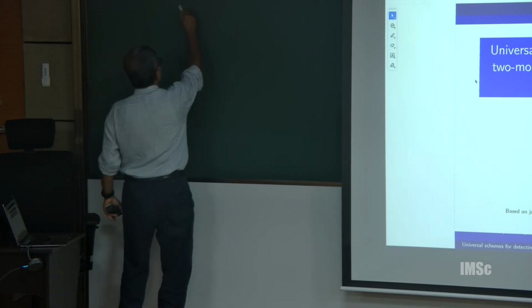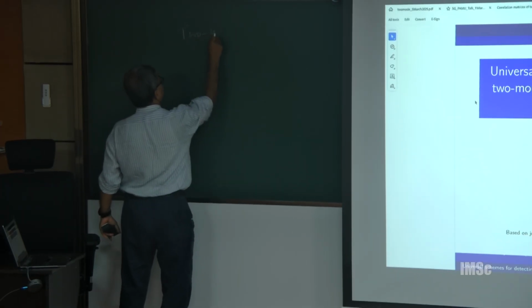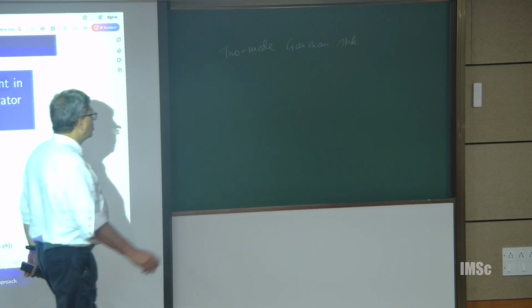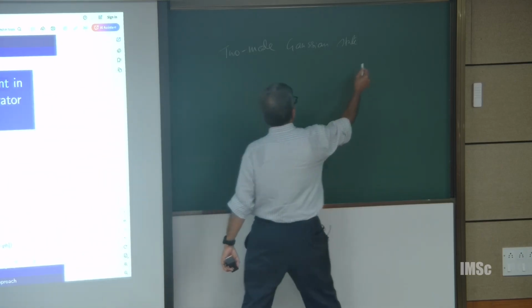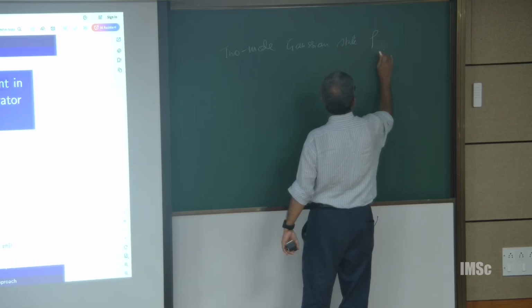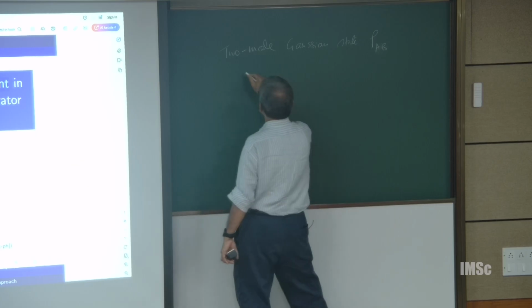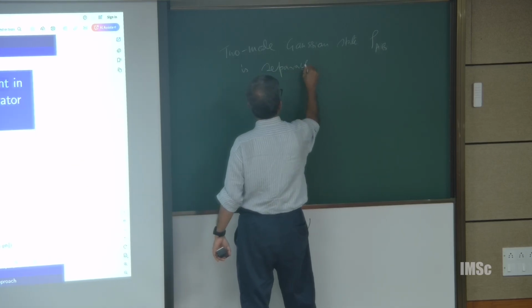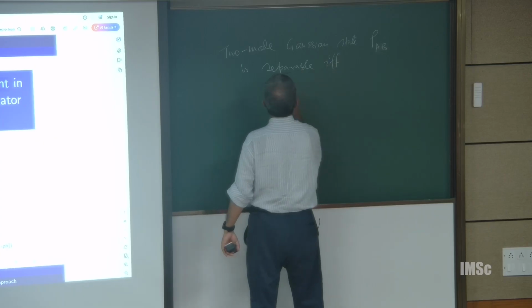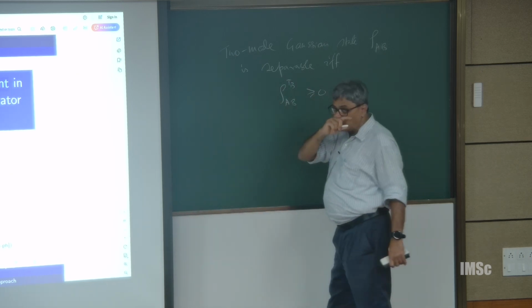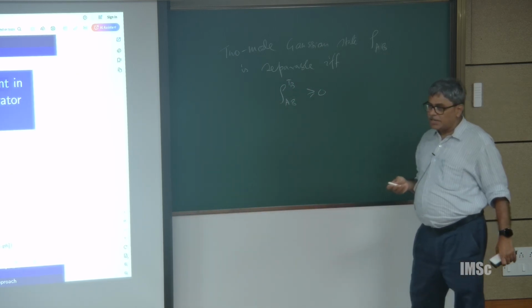So, this two mode state, a two mode Gaussian state rho a b is separable if and only if rho a b t b is greater than or equal to 0. That was what we have discussed, right.